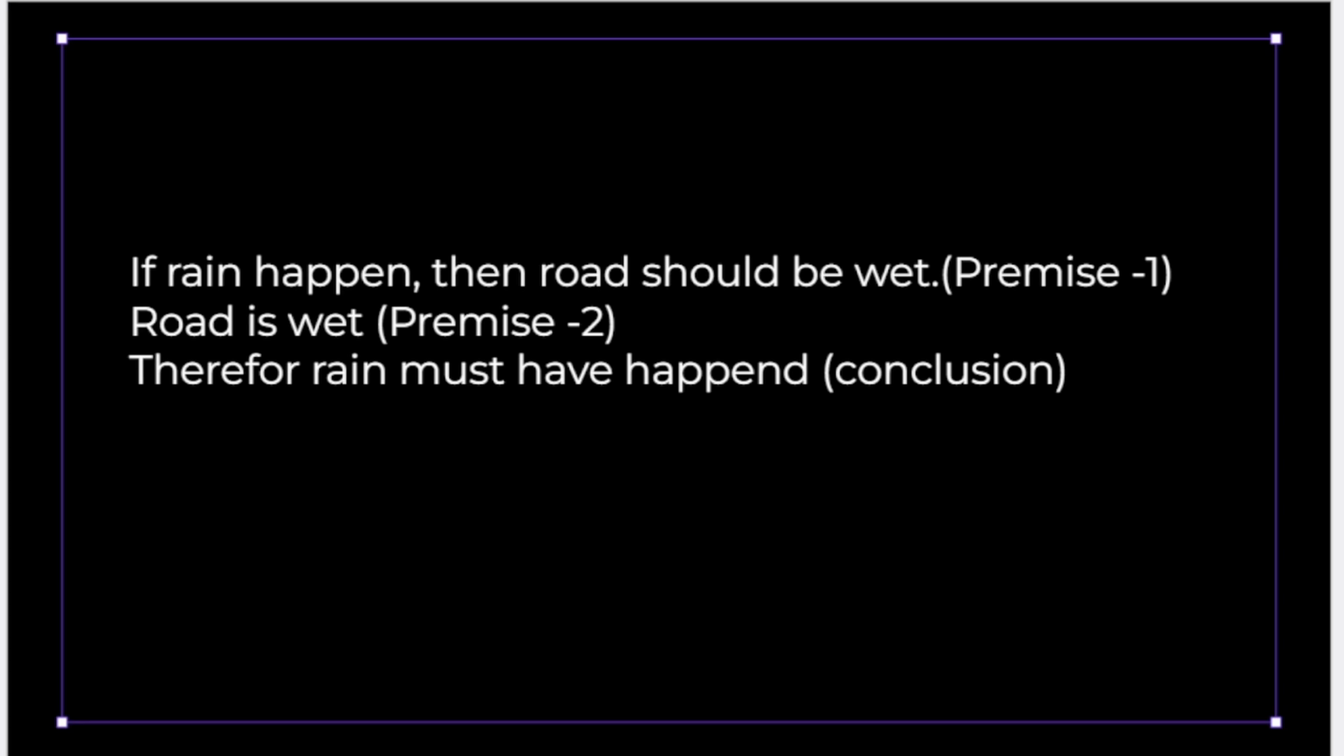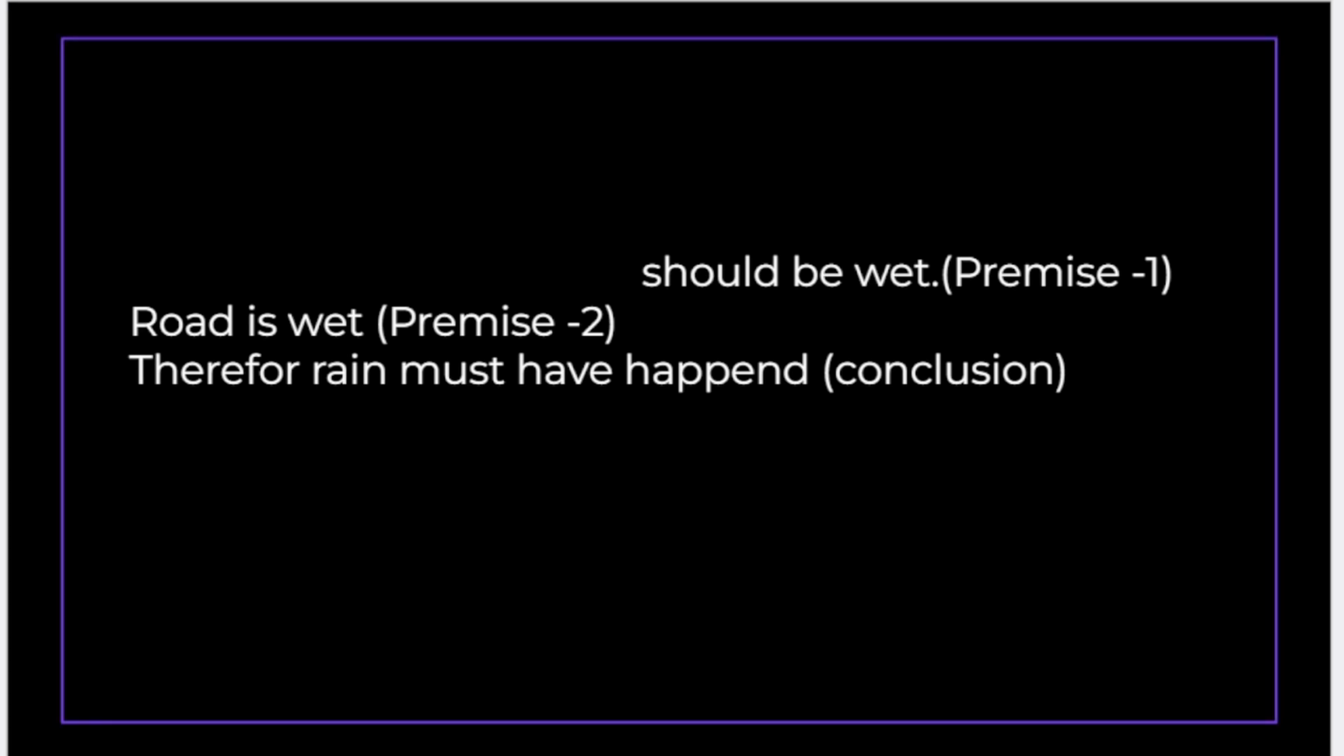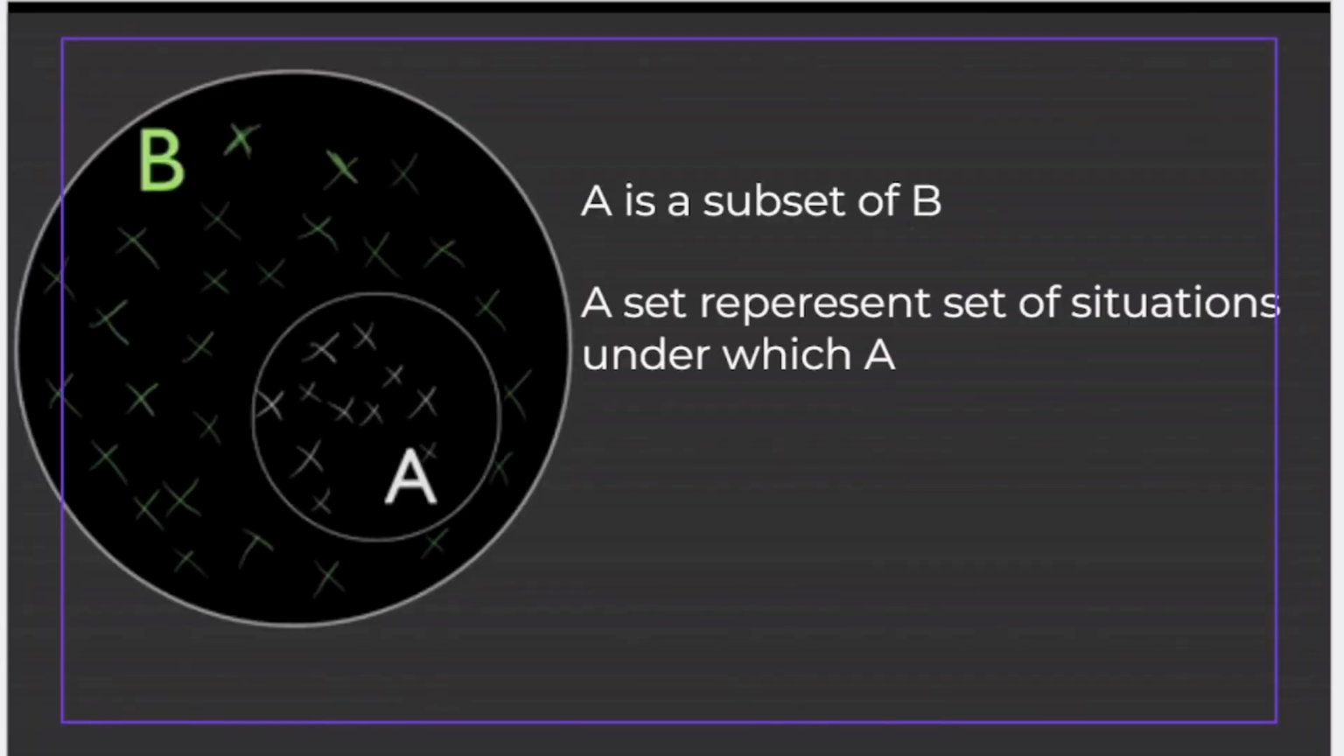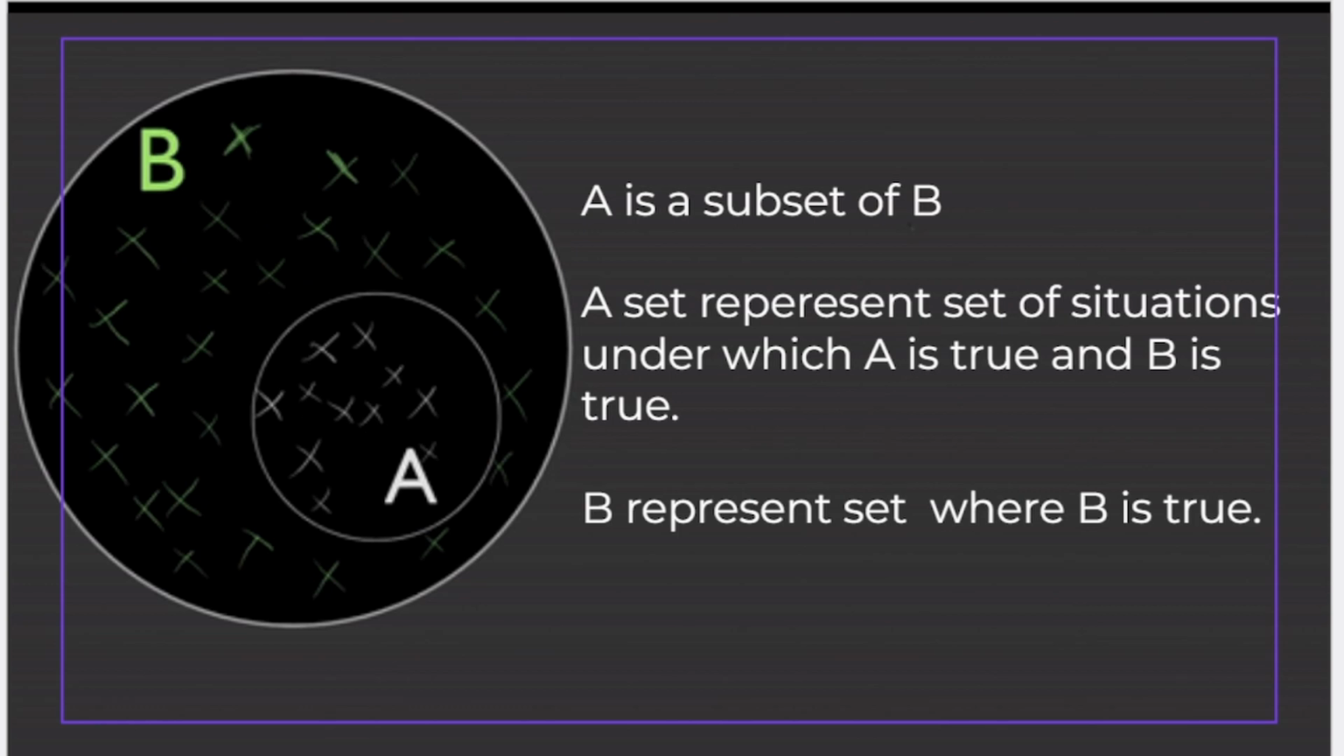And let's try to give it a picture representation of what I mean by that. Now let's take this set example. As you can see, this diagram definitely looks like a Venn diagram. A is a subset of B. A's set represents a set of situations under which A is true and B is true. B represents a set where B is true but A is false. Remember, I didn't write it, but B represents a set where B is true, and the set A is very limited.